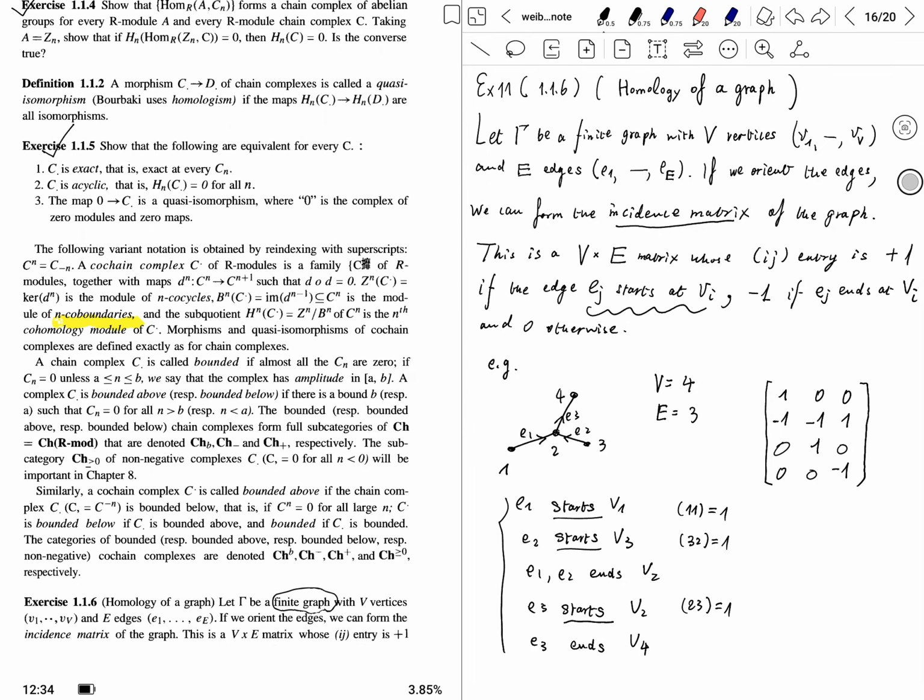Let's look at this exercise 1.1.6 about the homology of a graph. So we start with Gamma, a finite graph. I just write the example here, and understanding this example will help us understand the general situation, with v vertices, v an integer, and e edges, e an integer. In our example, I take v equals 4 and e equals 3. So this is the graph.